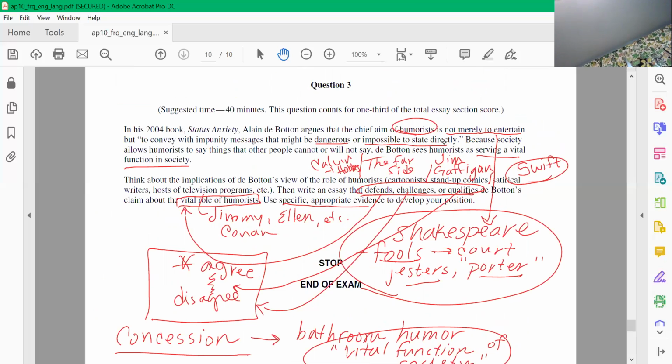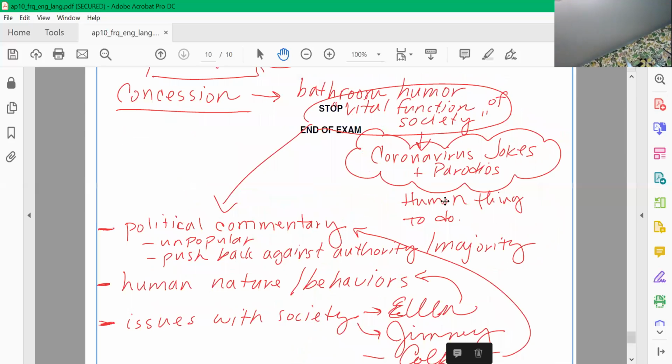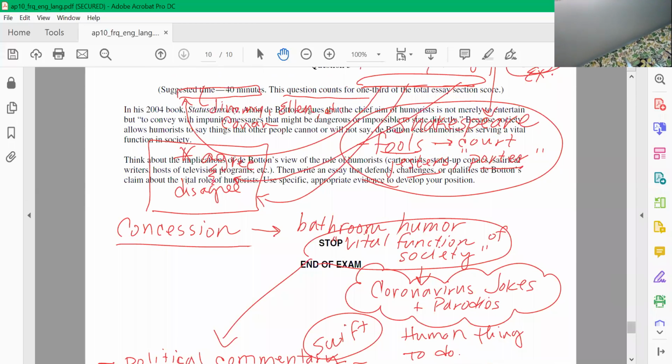So I need to go to my wheelhouse of what speaks the most to me. What can I sound the most intelligent about with examples? I think I'm going to save Swift for my examples. So I think I'm going to use him on my political, whoops, I don't know what I did there. Mrs. Thomas just moved things. So I think I'm going to use Swift right here with my political commentary example. Everything moved. It's okay, we'll deal with it.